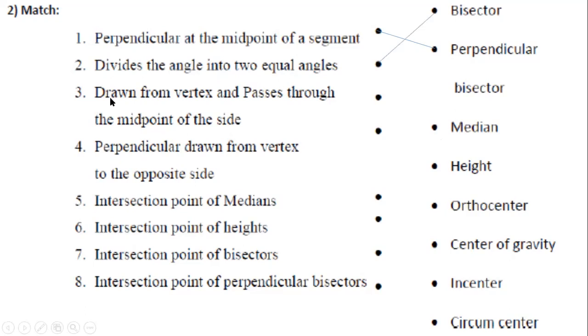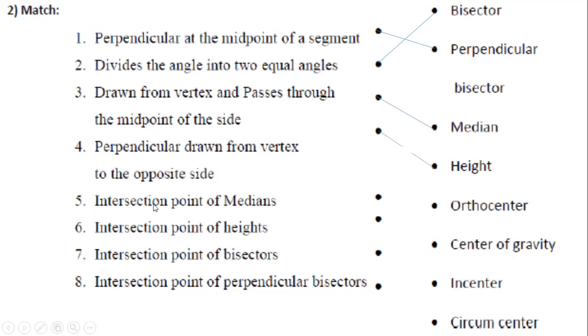Number 3, drawn from the vertex and passes through the midpoint of the side. Which one? Is it a median or a height? A median. Yes, Maya. Number 4, perpendicular drawn from the vertex to the opposite side. Which line? The height.